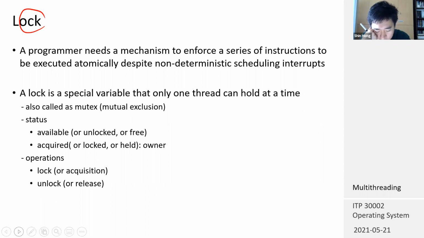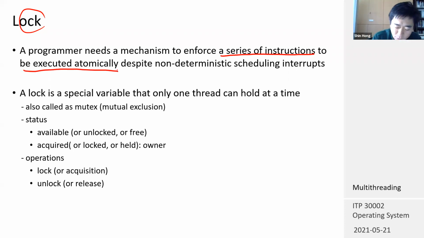A lock is a mechanism that enforces a series of instructions to be executed atomically. Atomically means that the execution is either not done or done, but there is no intermediate state allowed. So even though non-deterministic thread scheduling or interrupts happen, the lock mechanism guarantees that a series of instructions is executed atomically.